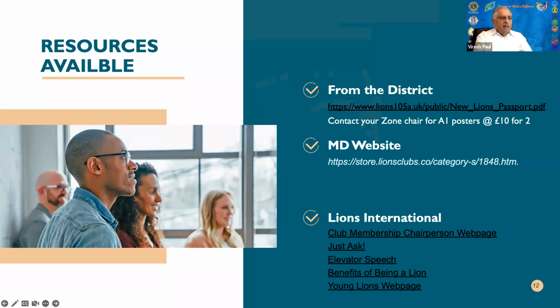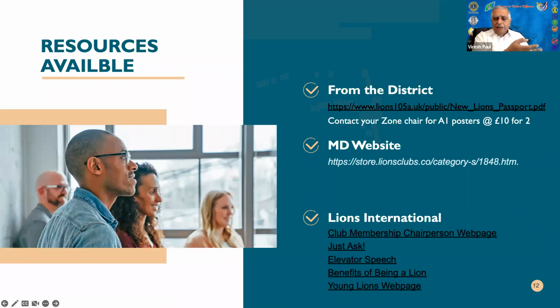And then Lions International. Lions International has got so many resources. There's an area called the Club Membership Chairperson's web page where I have all this. And there's a booklet called Just Ask. Remember, my first idea was just ask. There is actually a booklet called Just Ask. Get a copy of that. It's got ideas there. And I mentioned the elevator speech. It's there.